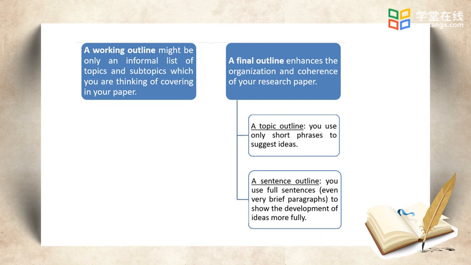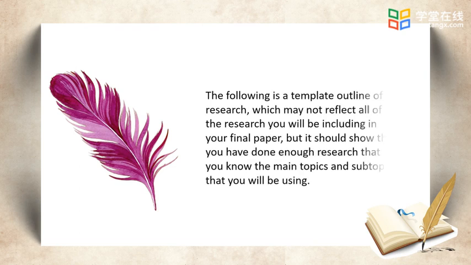A final outline can be written as a topic outline, in which you use only short phrases to suggest ideas, or as a sentence outline, in which you use full sentences, even very brief paragraphs, to show the development of ideas more fully. The following is a template outline of research, which may not reflect all of the research you will be including in your final paper.